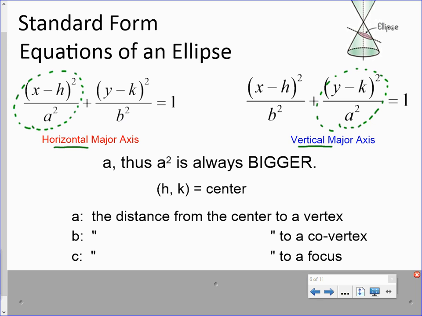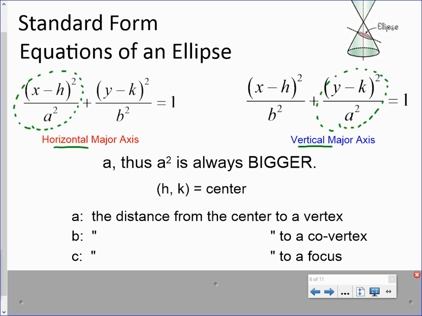And then there are three other pieces, A's, B's, and C's. A is the distance from the center to a vertex. Now, if you have a horizontal major axis, and your bigger number is underneath your x, then when you count A from your center point, you should count left and right. If A is underneath your y, so that you have a vertical major axis, then you'll count up and down for A.